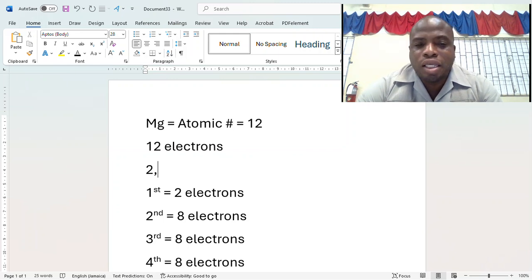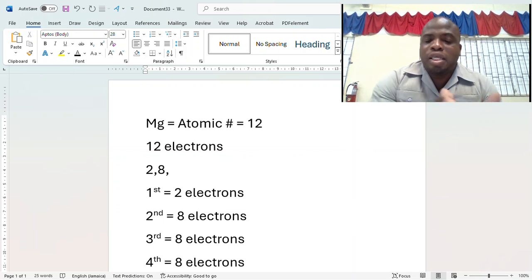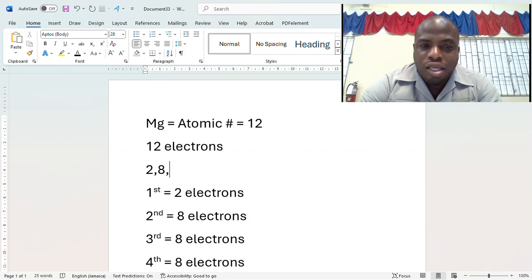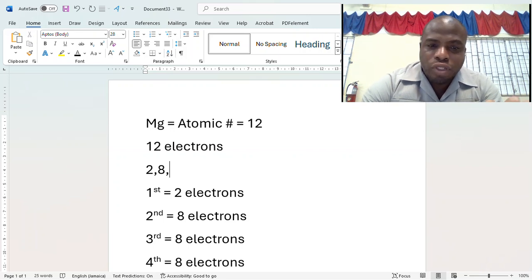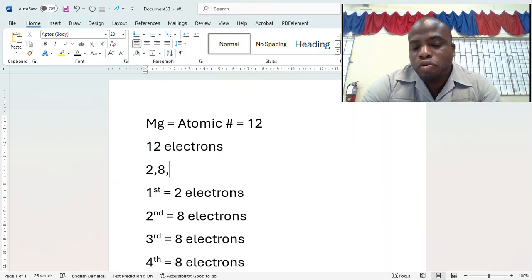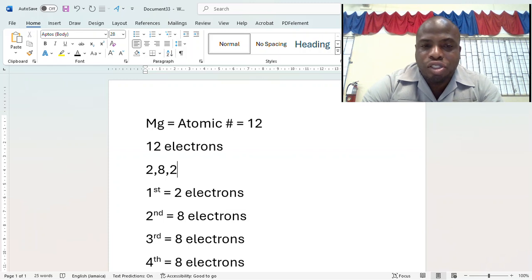So the second shell can house 8 electrons. So we have that 8. And again, we have that comma to distinguish between the different shells. So we see the first shell, the second shell, and that is a total of 10 electrons. So we have 2 remaining. So when you look at the electronic configuration of magnesium, we have 2, 8, 2.